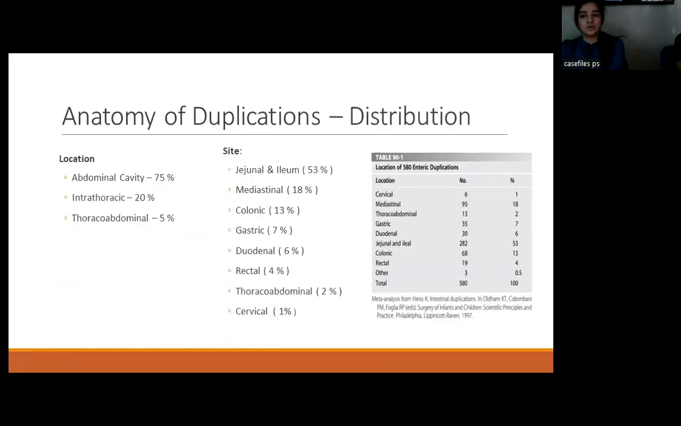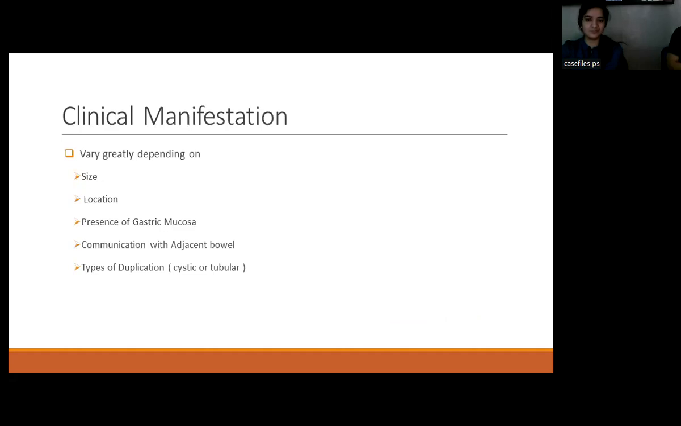Anatomy. Most of these duplications are distributed in the abdominal cavity. 75% of cases occur in the abdomen, followed by intrathoracic, that is 20%, and thoracoabdominal being 5%. The most common site of occurrence is the jejunoileum, with 53% of cases occurring in the ileum and mesentery, followed by the mediastinum, followed by colonic. The remaining uncommon duplication cysts include gastric, duodenal, rectal, thoracoabdominal, and cervical duplication cysts.